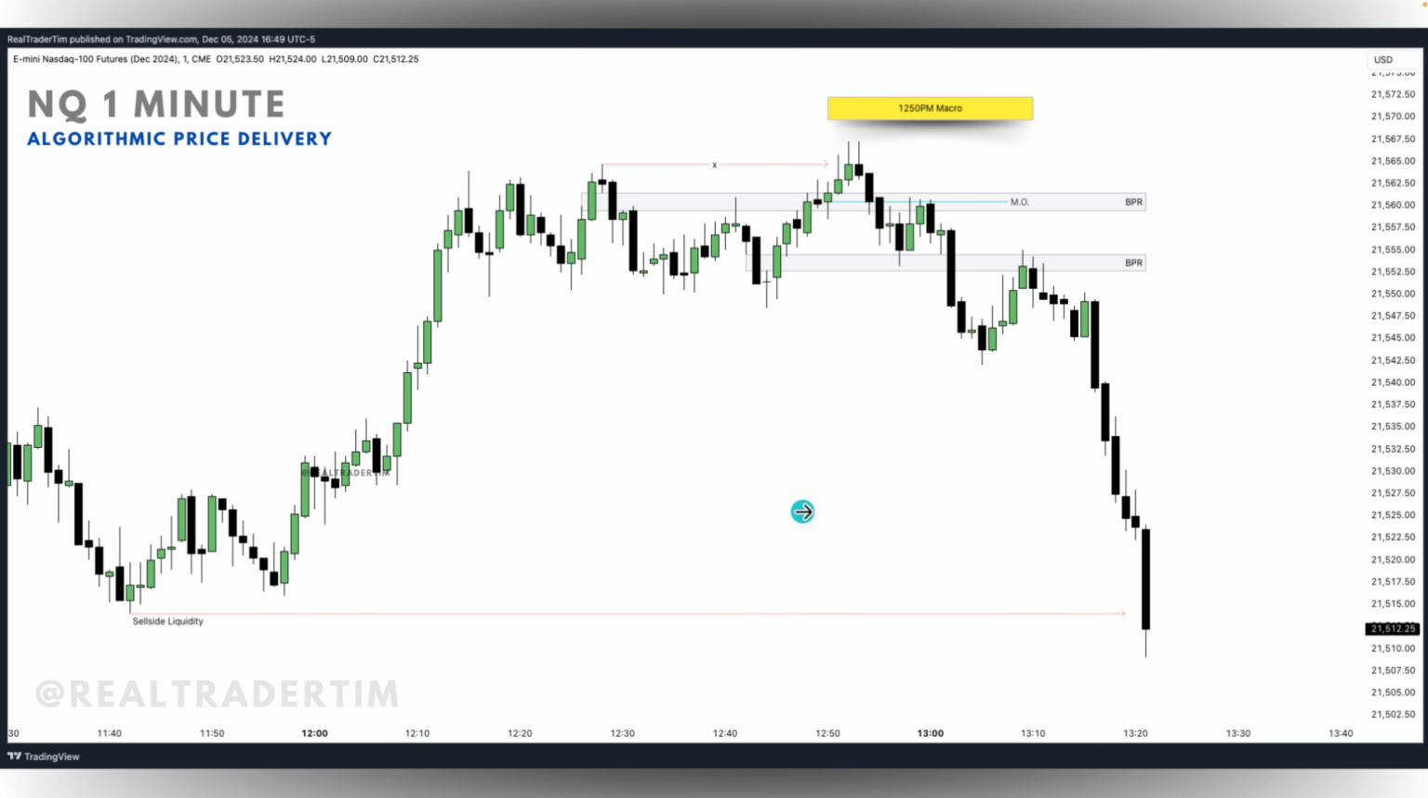So let's move forward here. This is the same day, again, still December 5th, right? This is where this price action is from. We're still on the NASDAQ 1 minute chart and we're just moving forward, right?